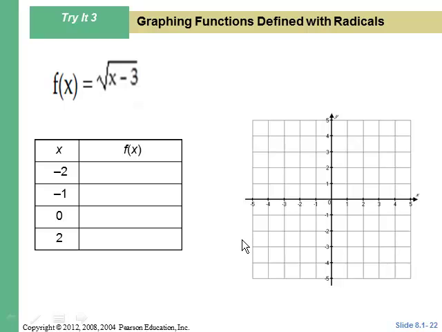Okay. Ooh, we don't have a function. Here we go: x minus 3. So negative 2 minus 3 doesn't exist. Negative 1 minus 3 doesn't exist. 0 minus 3 doesn't exist. 2 minus 3 doesn't exist. We better start with 3. 3 minus 3 is 0. So over 3, up 0. 4 minus 1, there we go. So it's going to go like that.